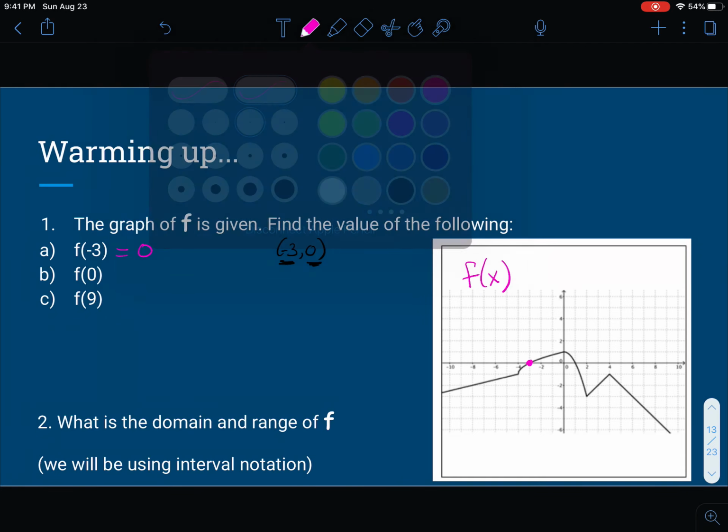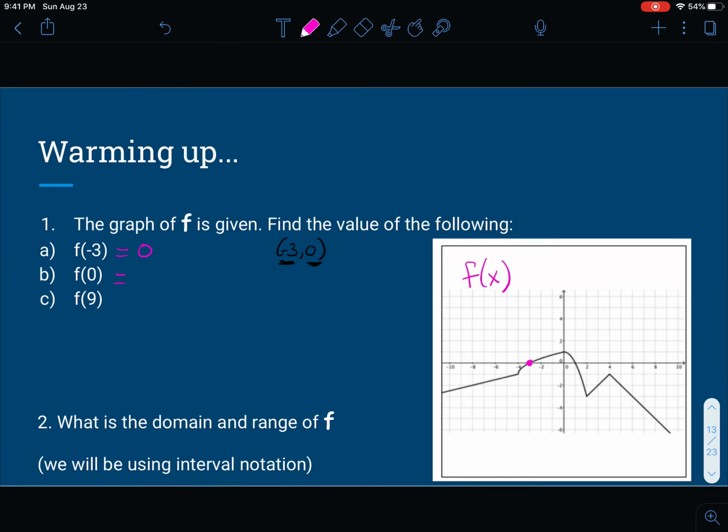Okay, for our next one, it's saying what is f of 0? So for this next one, when I plug in 0, I output 1. And for the last one, f of 9, what I like to do is get to the x-axis at 9 and then just follow it down until you get to the graph. And for this one, we're here at negative 6.